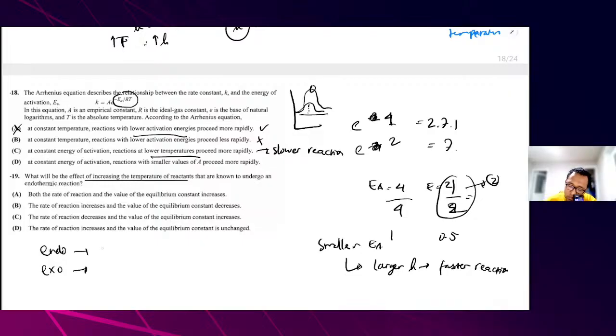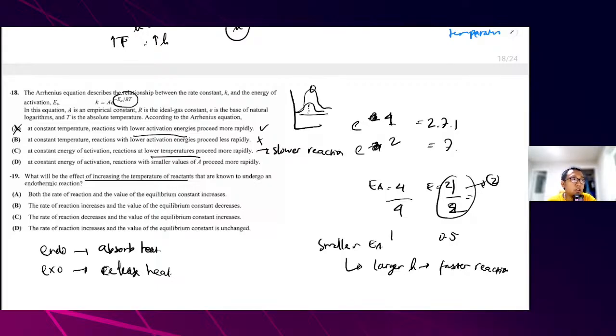Okay, endo is absorb heat, right? Endo is absorb heat. Exo is exhale, release heat. Okay, release heat. It needs energy to proceed.